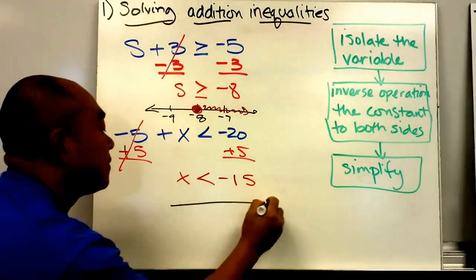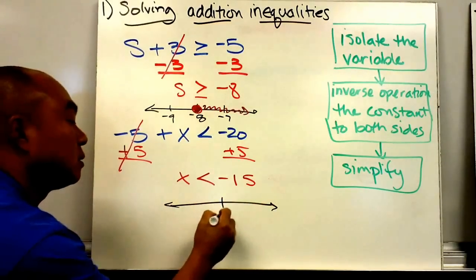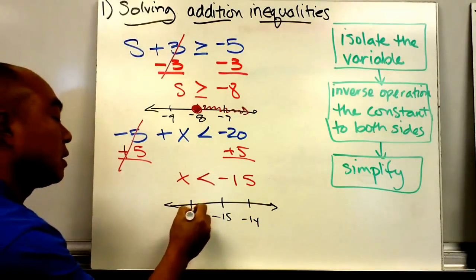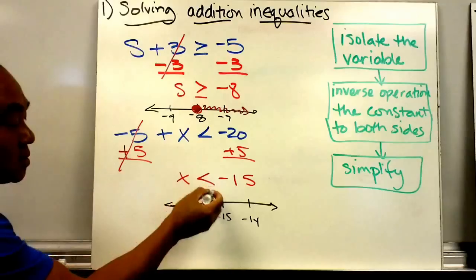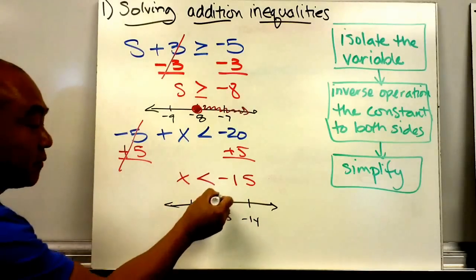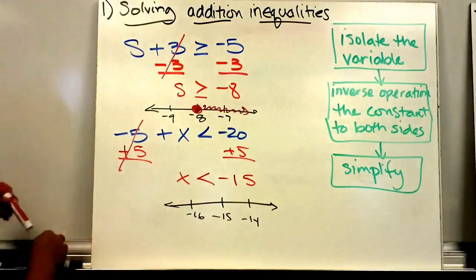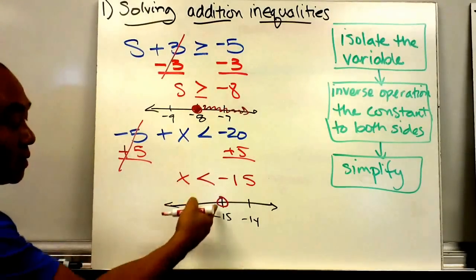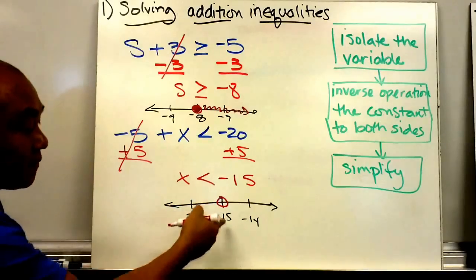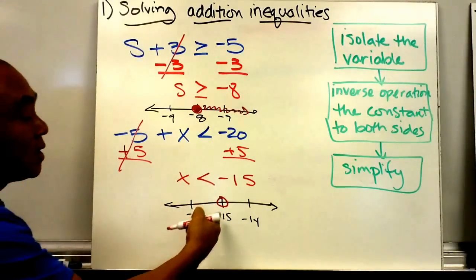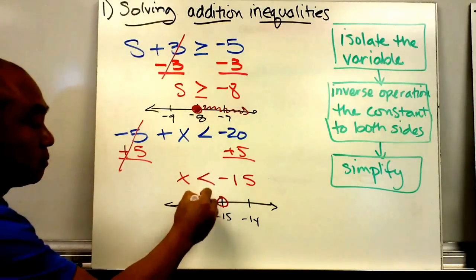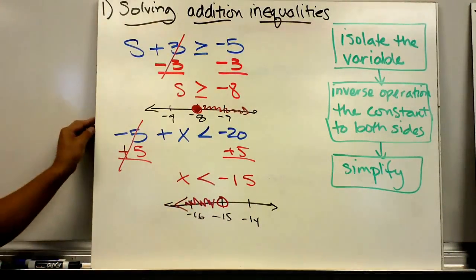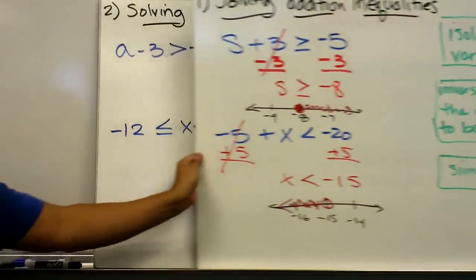We're going to go and graph that. Negative 15 right here, negative 14, negative 16, and x is less than, so first let's look for negative 15. Let's draw that circle in right here. Since we don't have that extra line, that's going to remain open. That means that negative 15 is not an answer, but anything that is less than is. Alright, let's move on.